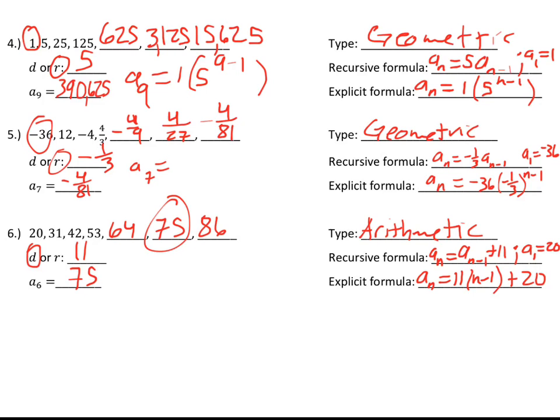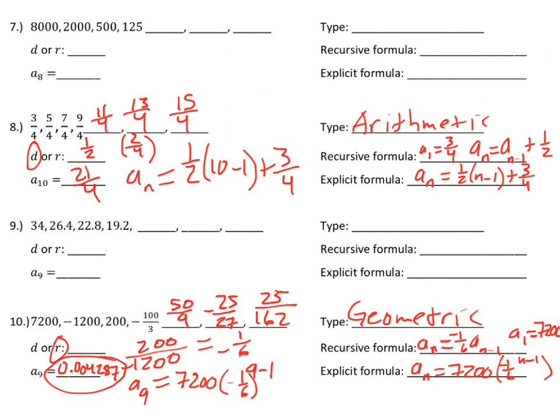-4/81. We already got it. Sweet. Moving on to the next one, number 7. This one starts at 8,000, going down to 2,500, so on and so forth, going down. It's looking like it's dividing by a specific number each time, which means we're going to have a common ratio.